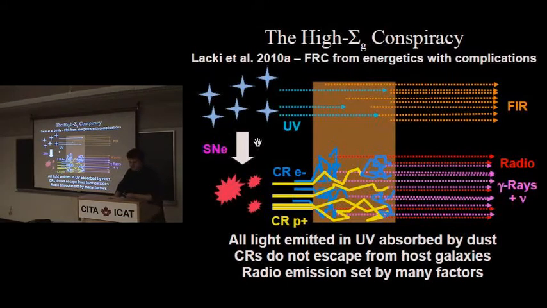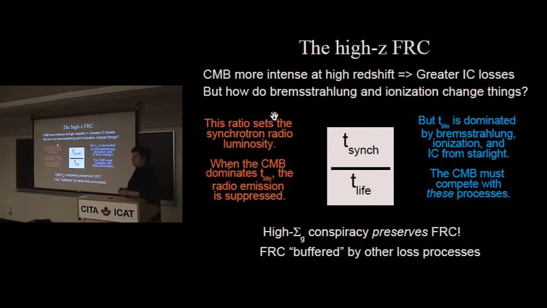So what we'd like to do is to test this conspiracy. And one way to do this is to try to unbalance it. One thing we can do is try to go to higher redshift. At higher redshift, the CMB is much stronger. And you might think that with a much stronger CMB, you'd have additional inverse Compton losses off this stronger CMB, and that would change the balance of these loss processes.